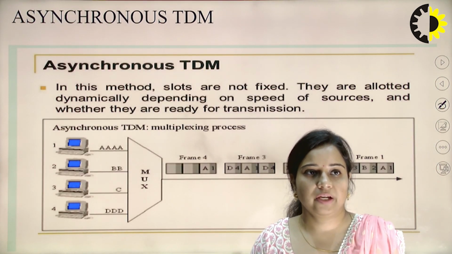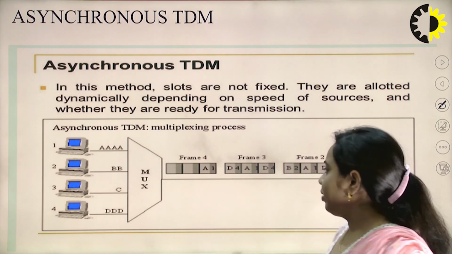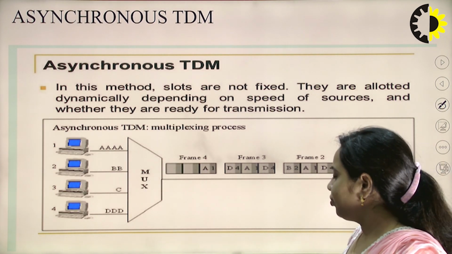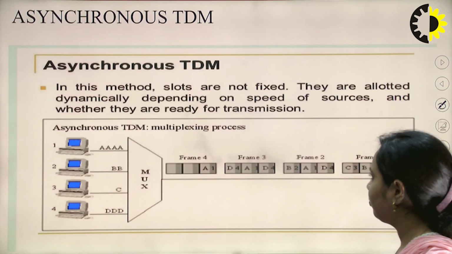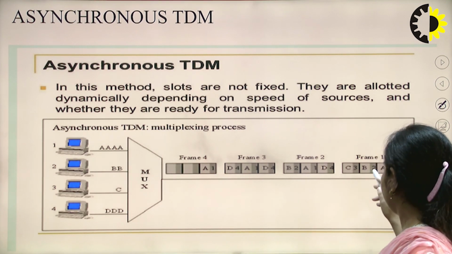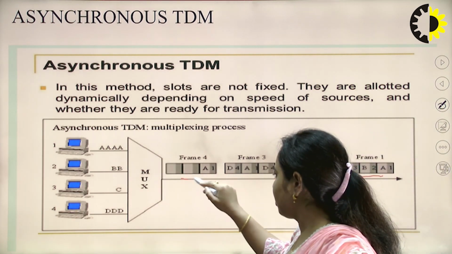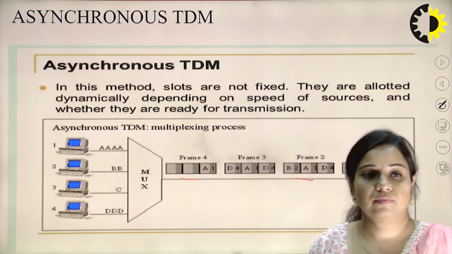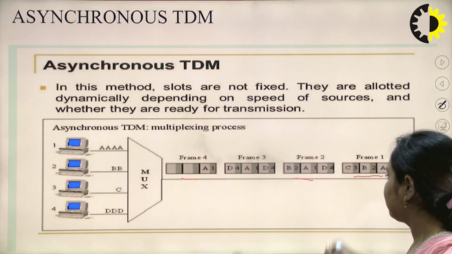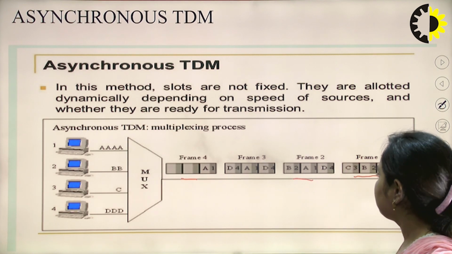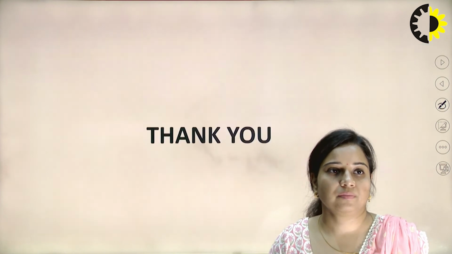Now next one is asynchronous TDM. In this method, slots are not fixed. Whatever I showed you in the earlier slide, these vacant spaces are removed in the asynchronous case. So the first frame has 3 bits, the second frame has 3 bits, and in the fourth frame these are left vacant, or they are not transmitted. So in all the first 3 frames, no vacant space is sent. So that is the case for asynchronous TDM. Thank you.